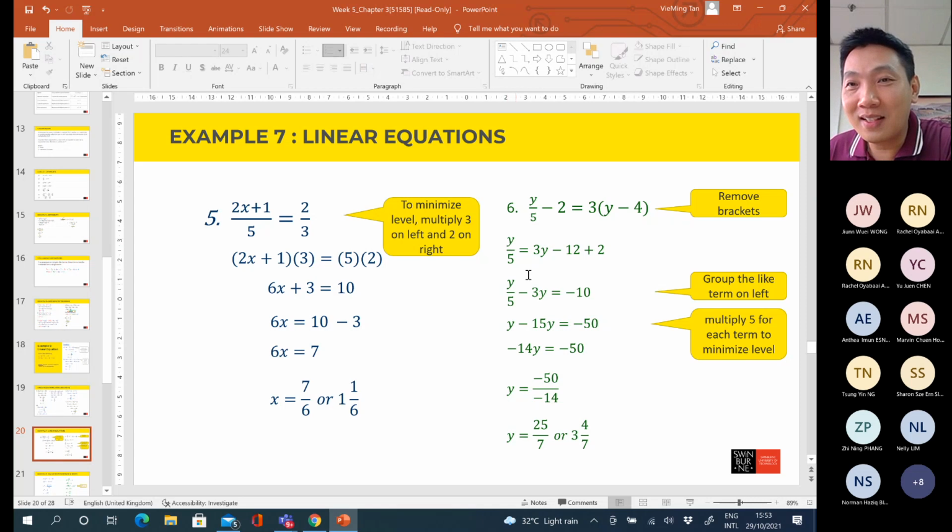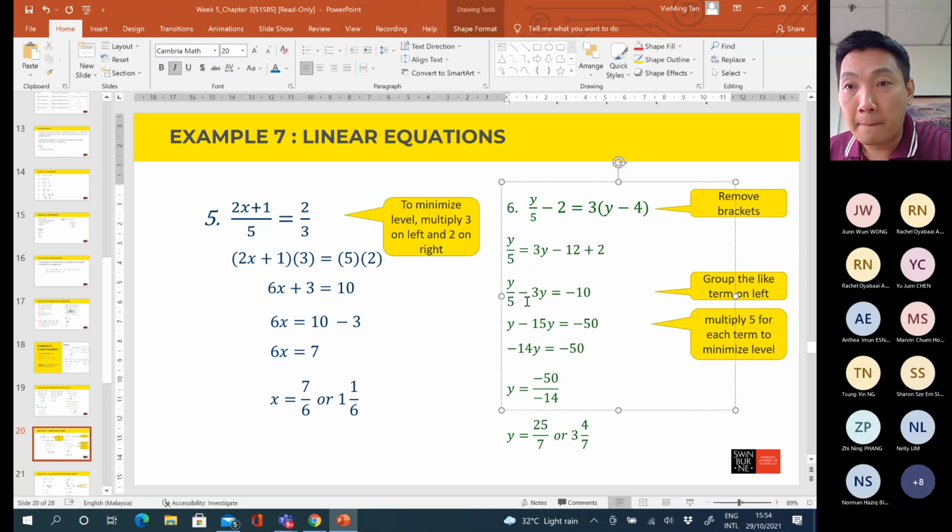0.2y. Okay, this one is 0.2y. In fact, if you can change the fraction into a finite decimal number, why not? So actually you can just put it as 0.2y if you want. Then you can also solve the problem. Okay, 3y will move to the left hand side because it is minus 3y.